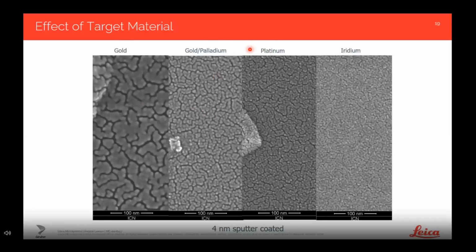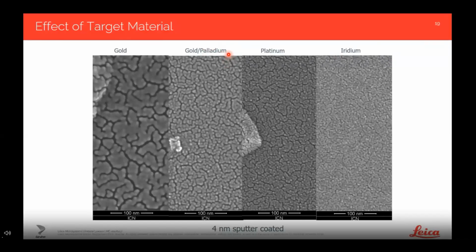Taking it a step further, if we go to platinum, we can get a small improvement over that gold palladium, and then going to iridium, we get a very fine grained film. In my experience, iridium is widely considered to be the best sputter target choice for high resolution work because you can achieve such a fine grain structure. So when I'm working with high resolution applications, I typically prefer iridium. For most other generic applications, I typically go with the gold palladium.